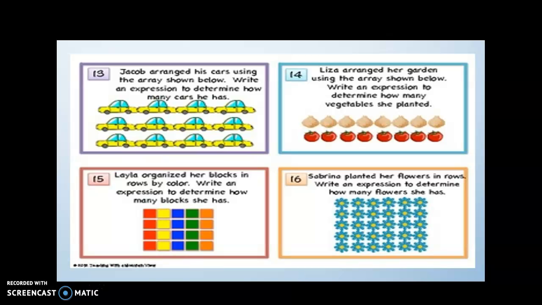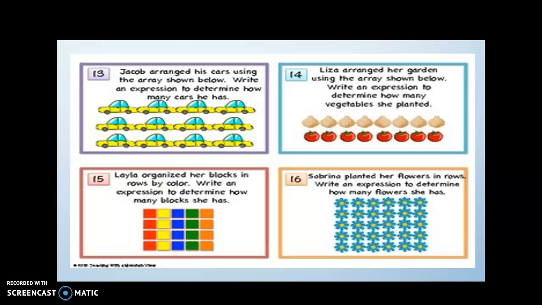Number 14 says, Liz arranged her garden using the array shown below. Write an expression to determine how many vegetables she planted. So again, we can count or we can use what we've learned and look at the rows and look at the columns. Or we can even use the stick figures. We can use a number of strategies to figure out the solution. Even still, we can use our multiplication table. Or it's not a lot, we could just count, right? But again, we're doing multiplication.